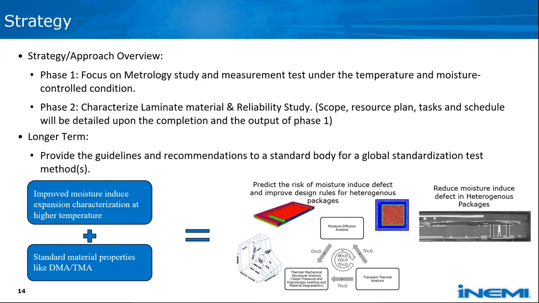The strategy for phase one will focus primarily on looking into different metrologies and conducting measurement tests, and we'll focus mainly on simple homogeneous polymeric materials that are used in packaging. Phase two, depending on how phase one ends up, is still up for discussion, but the general idea from the team is to expand the material testing to look into laminate materials and conduct some form of reliability tests.